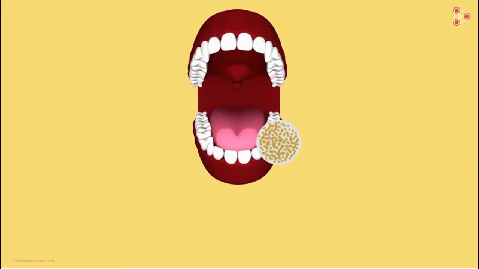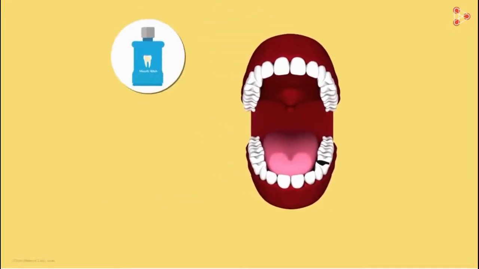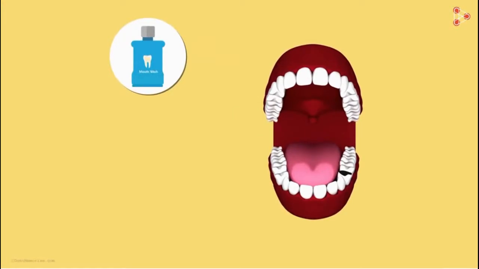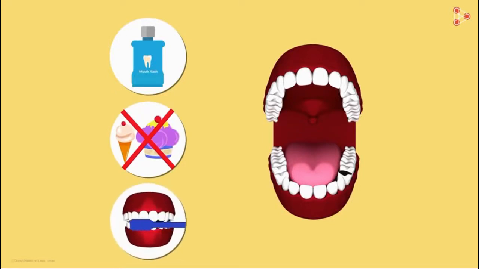If you want to reduce tooth decay, the best ways to avoid it are, first, brush twice a day and avoid eating ice creams. And next, wash our mouth after eating. Okay, these are the applications of the pH scale in everyday life.